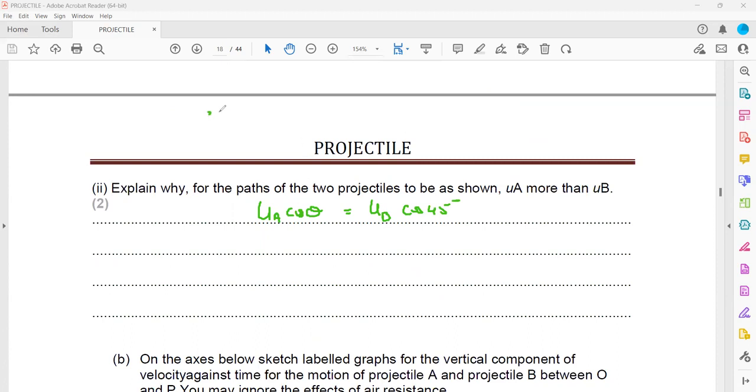Remember that the value of theta and the value of cosine theta are inverse. If the value of theta increases, the value of cosine theta will decrease. So we want the product of UA cosine theta to be equal to UB cosine 45. So UA launching angle is more, which means a greater launching angle is there.